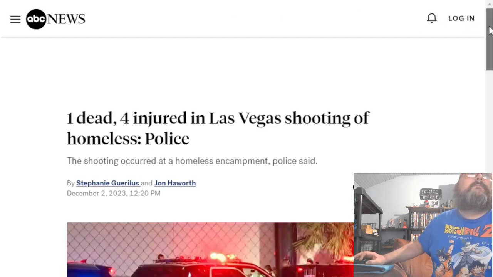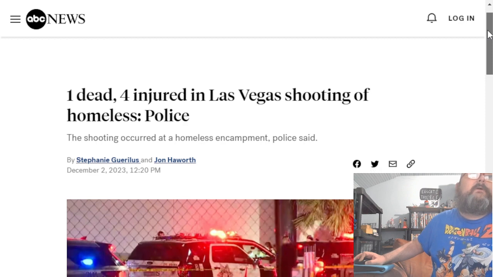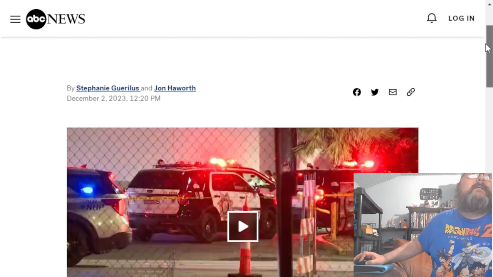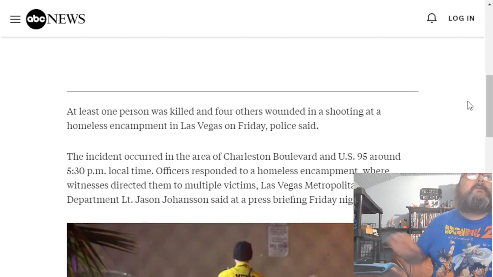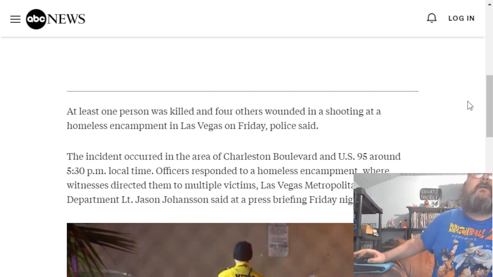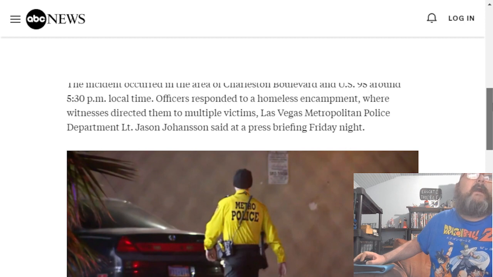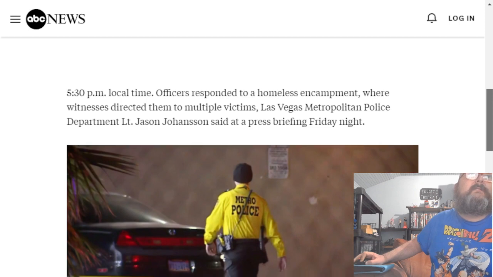From ABC News. 1 dead, 4 injured in Las Vegas shooting of homeless, according to the police. The shooting occurred at a homeless encampment, police said. At least one person was killed and four others wounded in a shooting at a homeless encampment in Las Vegas on Friday. The incident occurred in the area of Charleston Boulevard and US 95 around 5:30 p.m. local time. Officers responded to a homeless encampment where witnesses directed them to multiple victims.